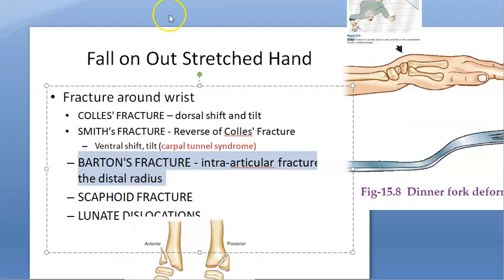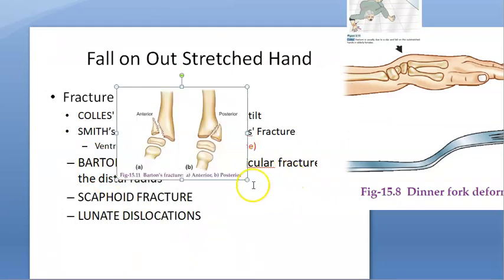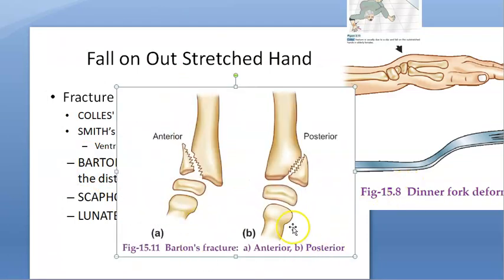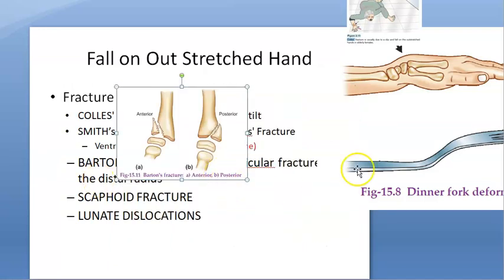Okay, guys, are you focusing? Is it okay? How is it going? What are we looking at? Fall on outstretched hand. Now look at this, Barton's fracture. What is Barton's fracture, guys? Barton's fracture they have shown here. You can look at this. Barton's fracture is where there is styloid process of radius. The part of it is broken, looks like. Styloid process of radius, is it?